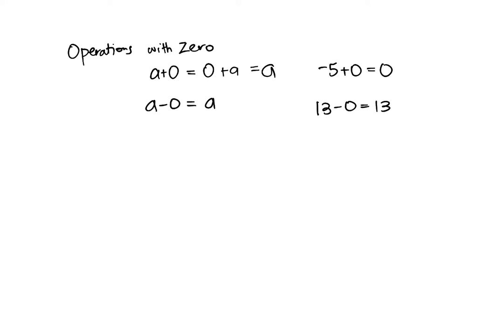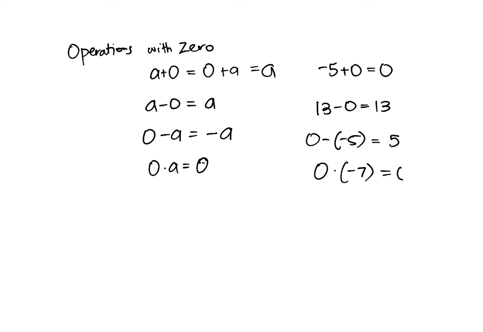If I'm subtracting something from 0, 0 minus a, this is different on the other hand. So we have 0 minus a is the same as negative a, or 0 plus negative a. So 0 minus negative 5 is going to be positive 5. And then multiplying anything by 0, if we have 0 times a, it would be just 0. Of course, 0 times negative 7 is just going to be 0.